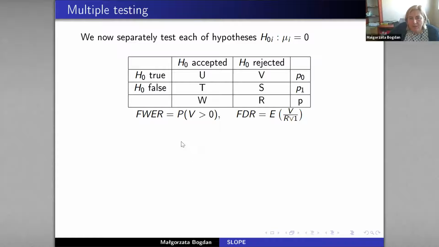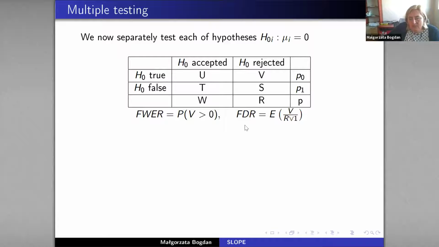But now when we do a million tests at once, like in genetic studies, this turns out to be a very stringent procedure. If you want to control family-wise error rate, usually you have to pick a very conservative critical value and you have low power.